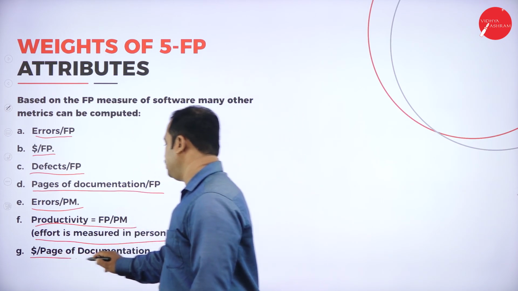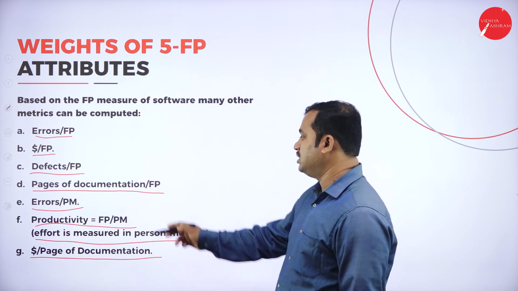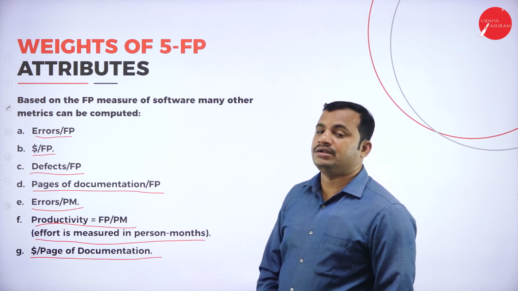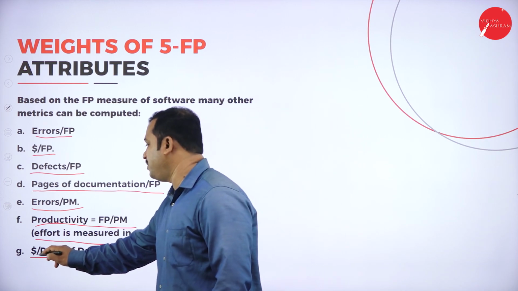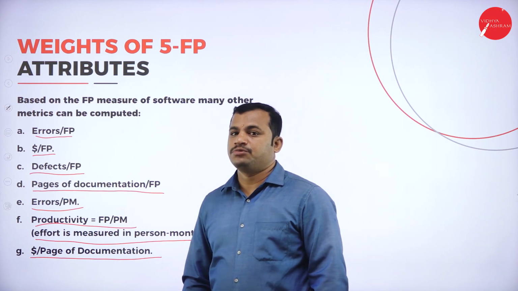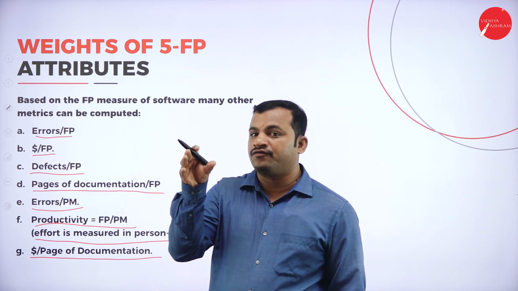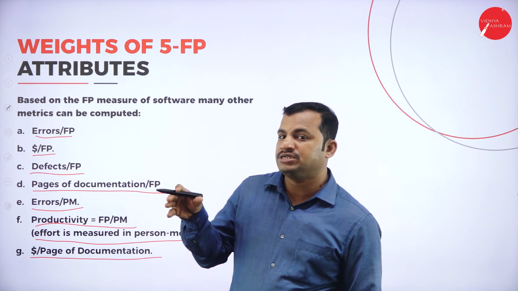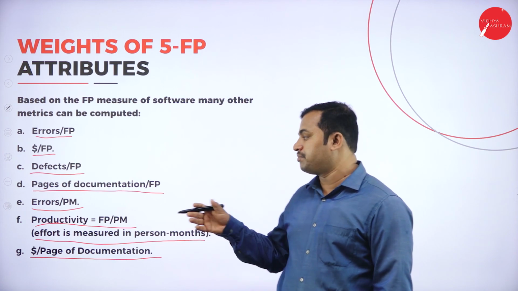Then the dollar sign indicates the pages of documentation we are going to use, that is, the comments that are going to be used in the project are determined with the help of comments per pages of documentation. Suppose there are 50 pages: how many comments are present in the first page, how many in the second page, how many in the third page? All these things are considered and determined with the help of that.